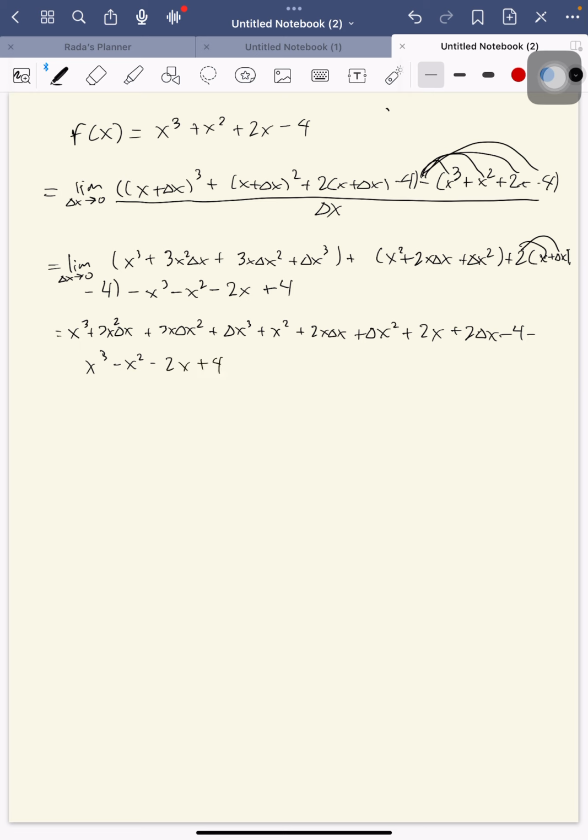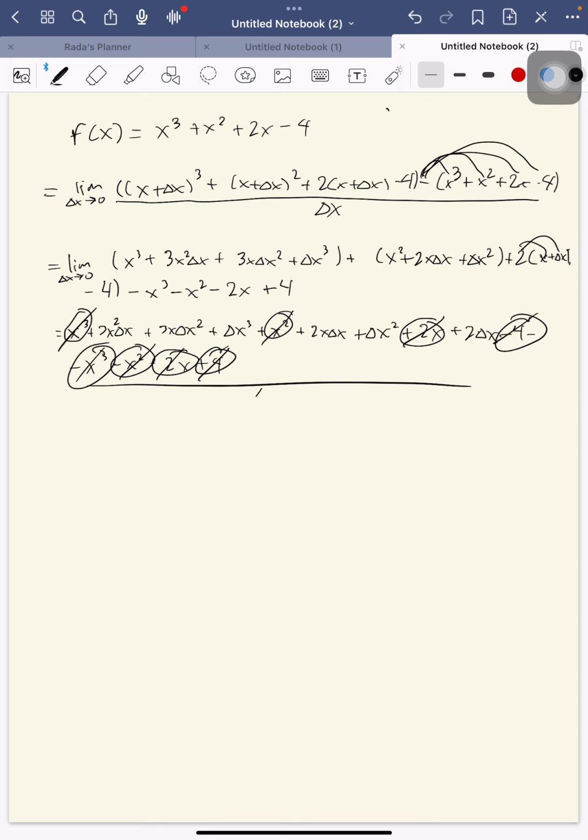So, combine like terms. Negative 4 plus 4 cancel. Negative 2x plus positive 2x cancel. x squared and negative x squared cancel. And negative x cubed plus positive x cubed cancel. All over delta x.